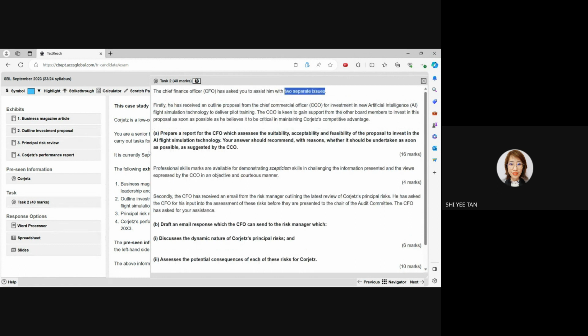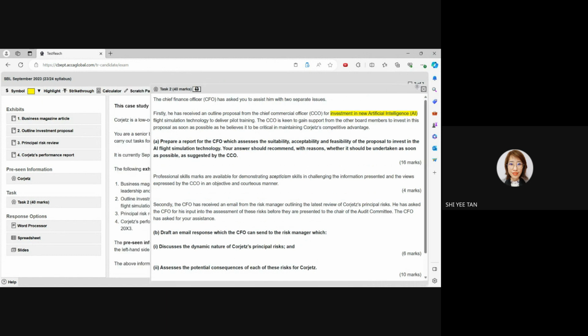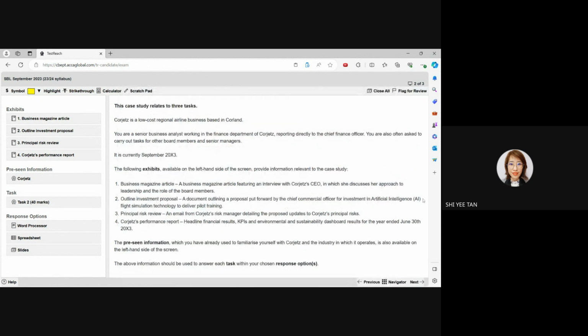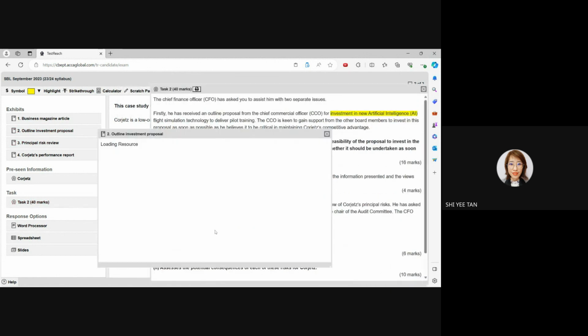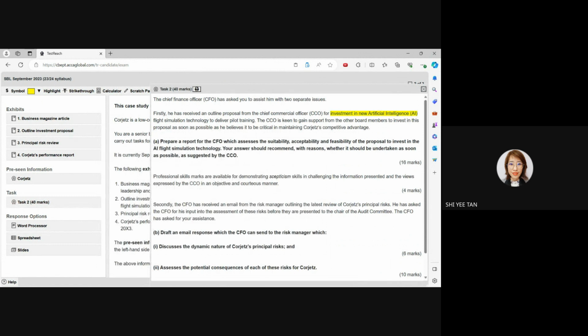Two separate issues. Right. Firstly, he has received an outline proposal from the CCO for investment in AI flight simulation technology. Okay, which exhibit? It's exhibit number 2. So we know that we have to read exhibit number 2 to answer this question. The CCO is keen to gain support from other board members to invest in this proposal as soon as possible, as he believes it to be critical in maintaining Corjetz competitive advantage. Okay, the CCO is very keen.